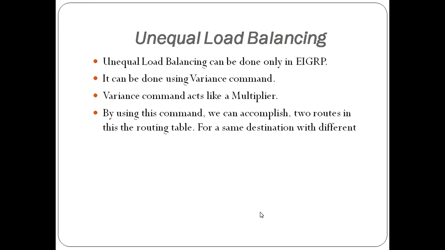Next is unequal load balancing. What does it do? I will explain how unequal load balancing works. It is based on the variance command. Variance is nothing but a multiplier so that routes can be moved on to the routing table. How does it work? We can check it manually in the lab. We will check the variance in the EIGRP lab. So just make a note of it. Variance acts like a multiplier and variance can do unequal load balancing.